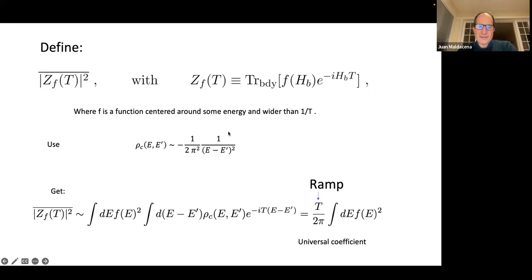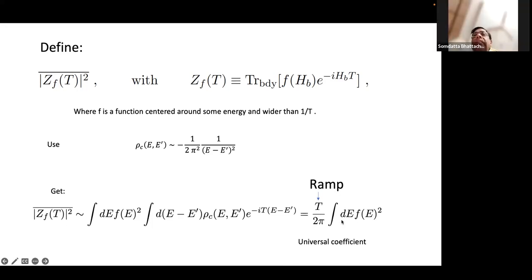And if we have a formula of this type, then we have to do the Fourier transform of this expression. And the Fourier transform of this 1 over (E minus E prime) squared is just simply a linear function in t. You can see that by dimensional analysis, and you can also see it more precisely. So it's the absolute value of t.